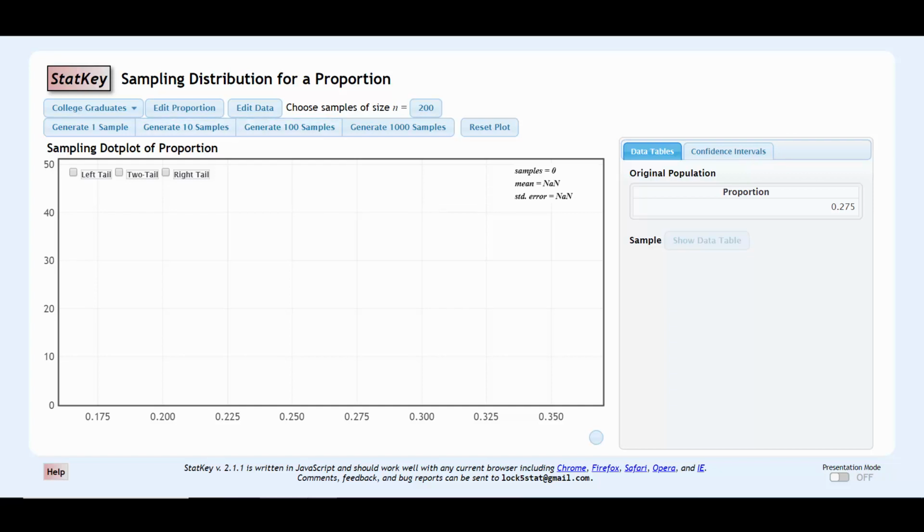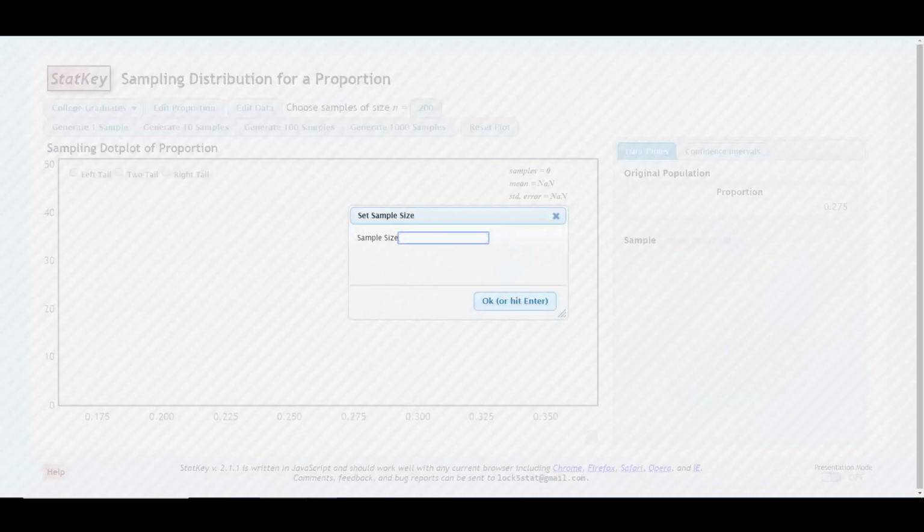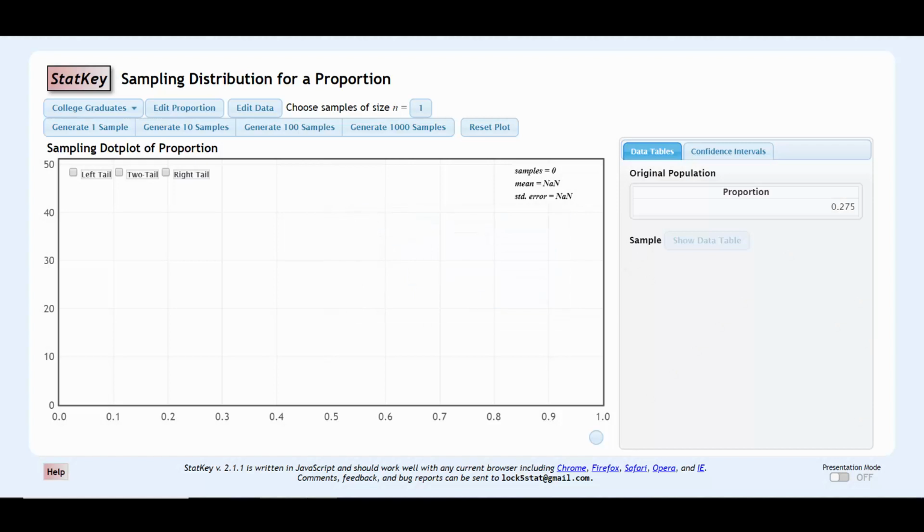So we'll just start off here. I want to talk about some different sample sizes. Let's start off with a sample size of 1, and we'll generate a sample. This is the situation I was talking about: if we were just to pick one person at random and ask them if they were a college graduate, they would say yes or no. So let's do that. We'll generate one sample. There we go, and we can see what happened over here. I asked one person if they were a college graduate.